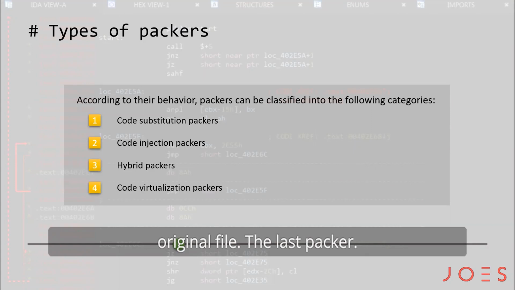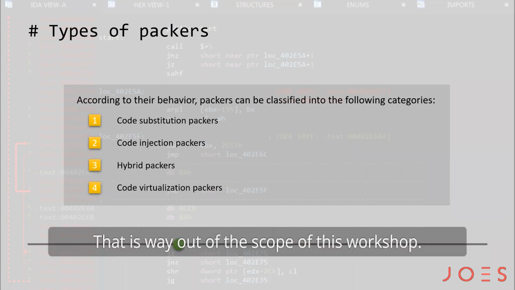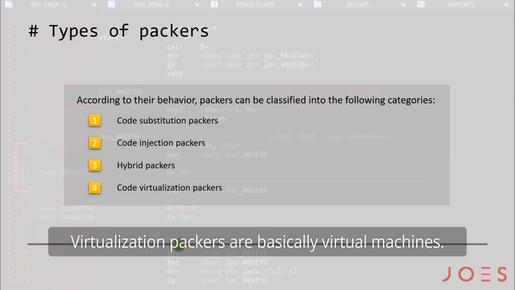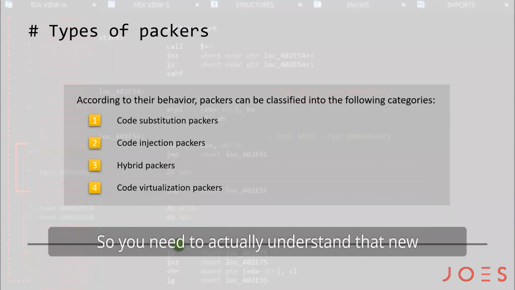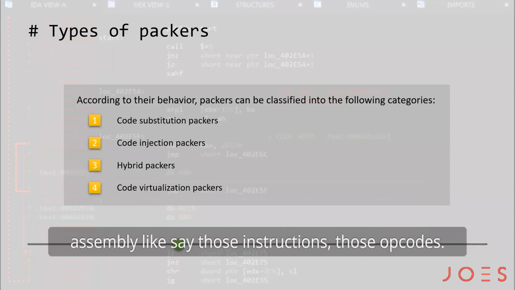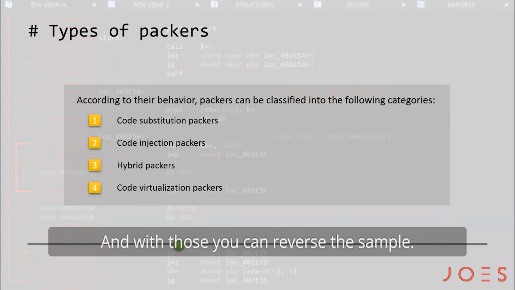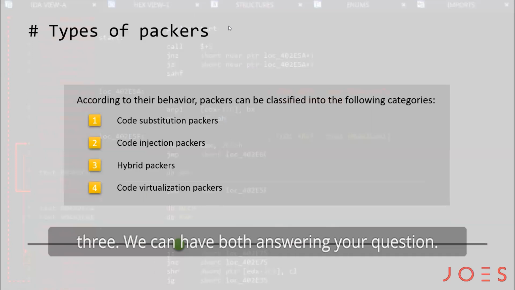Lastly, there is code virtualization. That is way out of the scope of this workshop. Code virtualization packers are basically virtual machines. They have their own instructions. So you need to actually understand that new assembly, those instructions, those opcodes, and with those, you can reverse the sample. So we are going to focus on the first three.